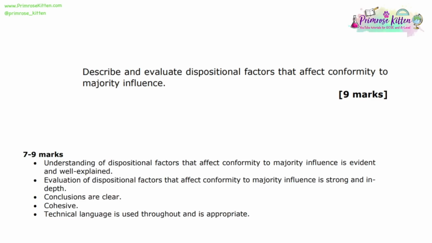Describe and evaluate dispositional factors that affect conformity to majority influence. There are 9 marks available for the question. If we take a look at the mark scheme here, it clearly outlines to us what needs to be done and included in the response to achieve in the top mark band and to achieve between 7 and 9 marks.